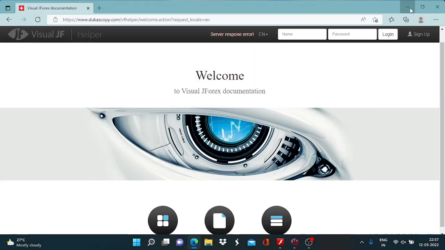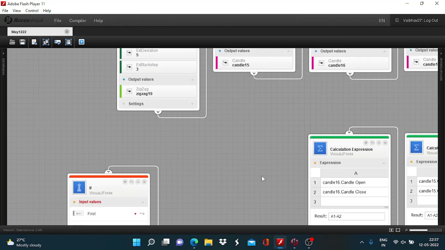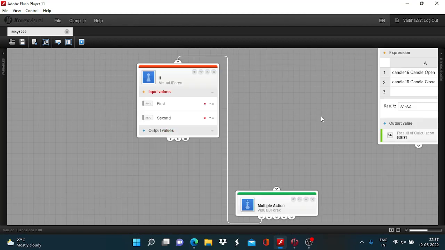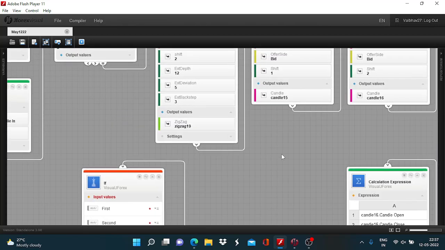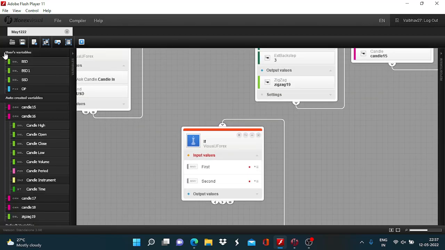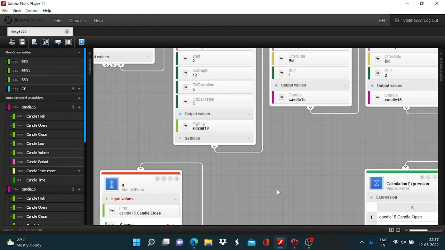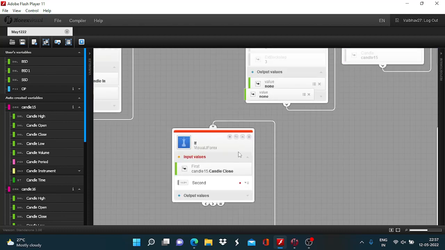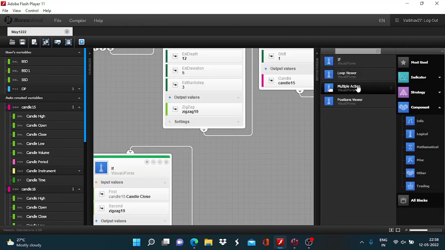Okay, so we now get back here. So the conditions are quite simple. We need candle 15 candle close to be higher than zigzag 19. Candle 15 candle close also needs to be higher compared to the open price.